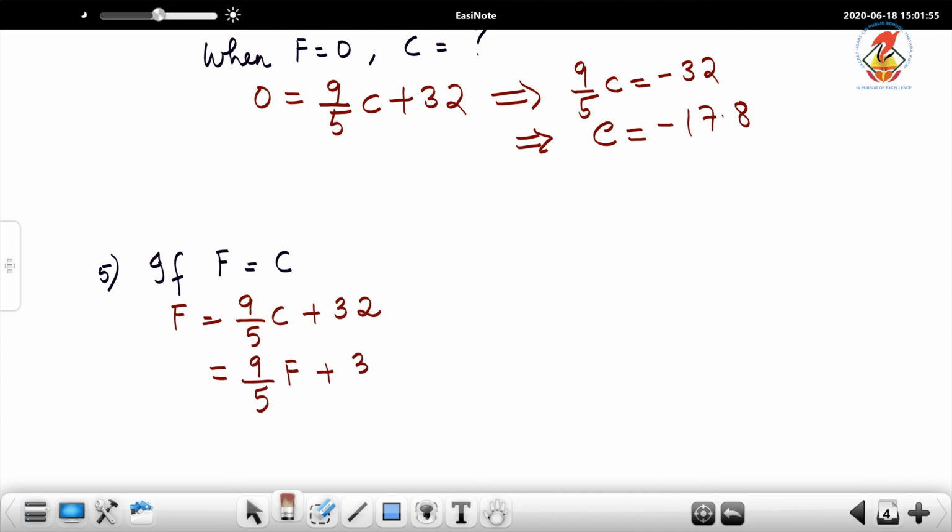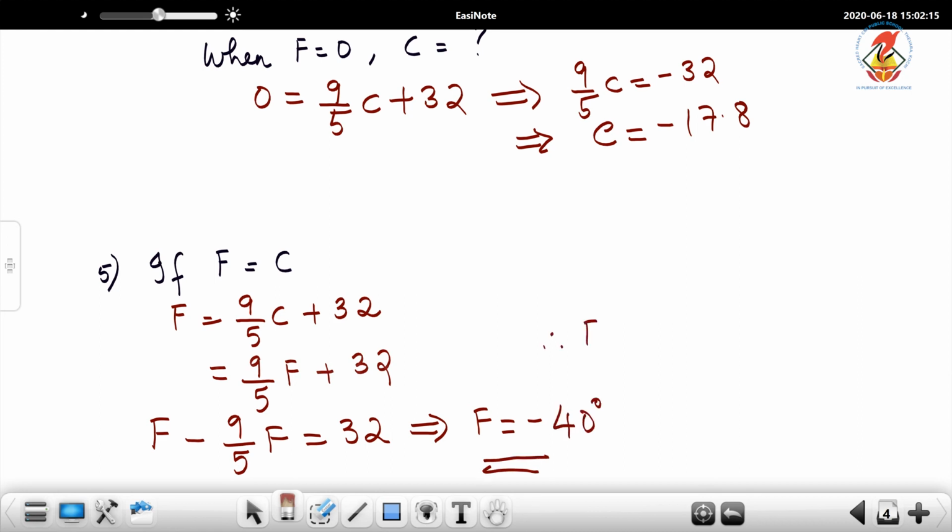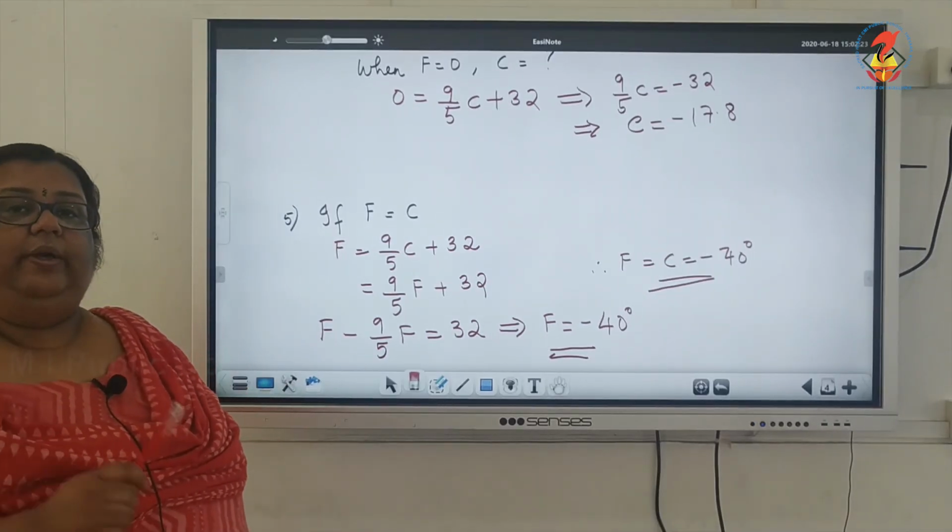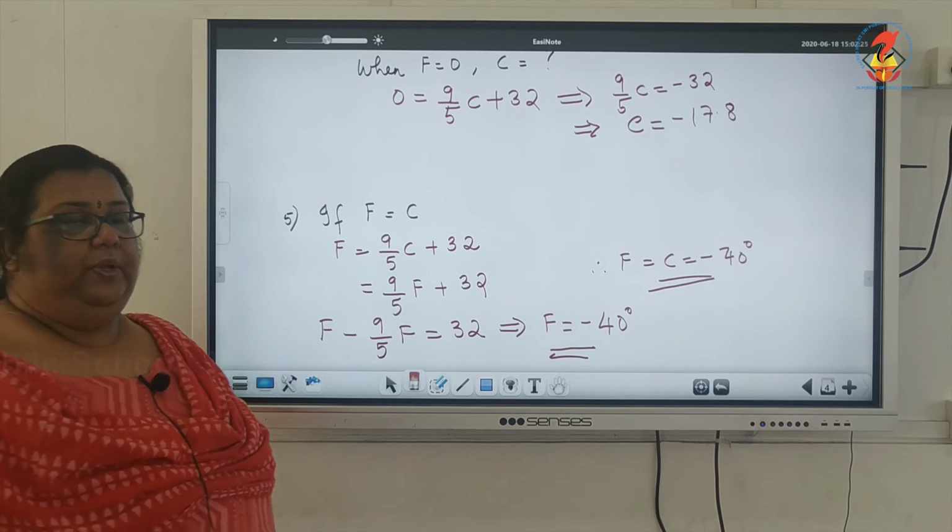Plus 32. Bring 9 by 5 F to the other side. F minus 9 by 5 F is equal to 32. Simplify, and you will get the value of F as minus 40 degrees. Therefore, F is equal to C is equal to minus 40 degrees. So, this is the temperature where Fahrenheit and Celsius become equal.